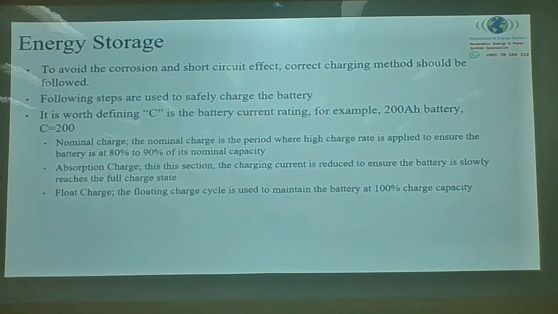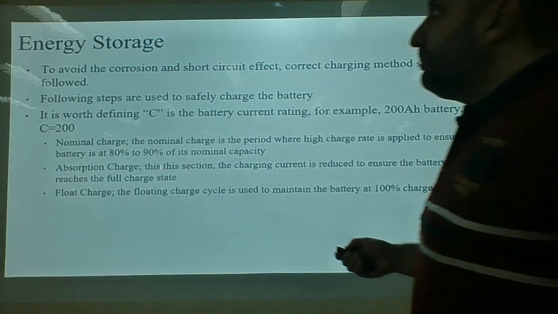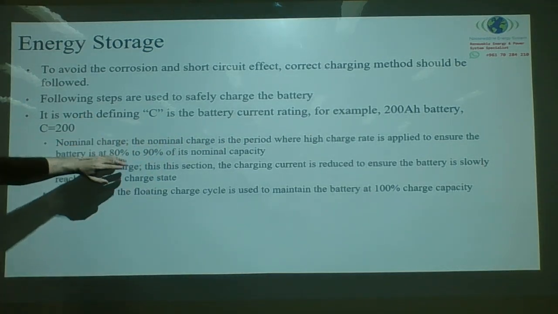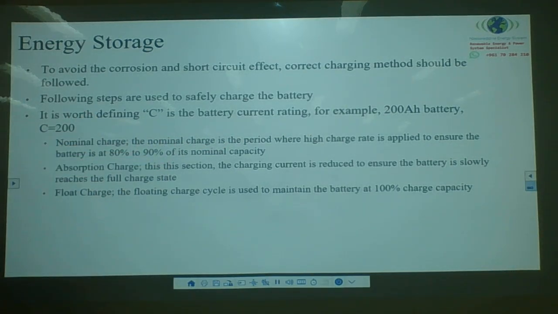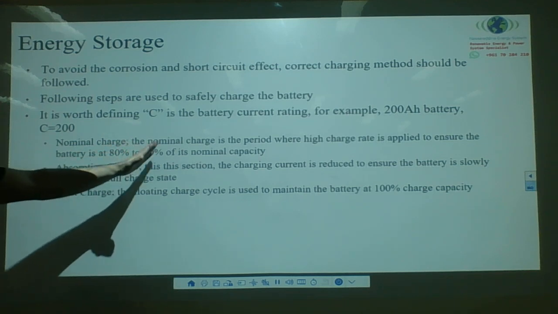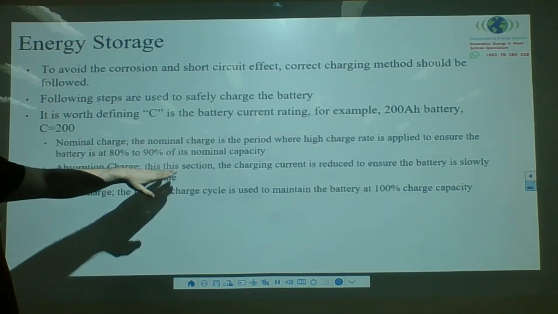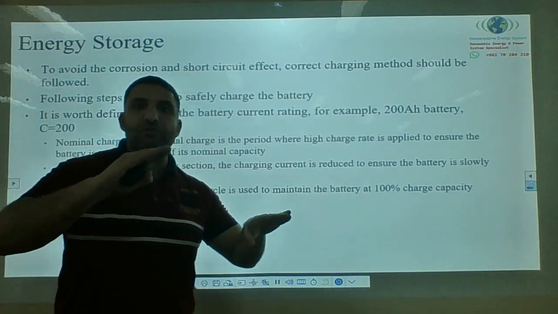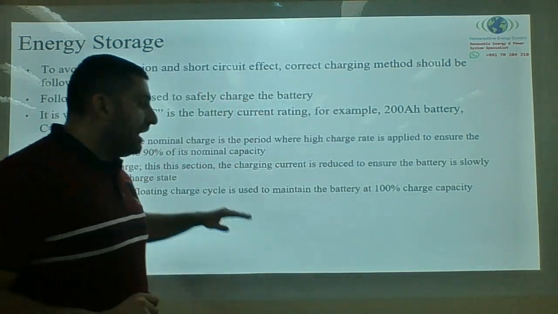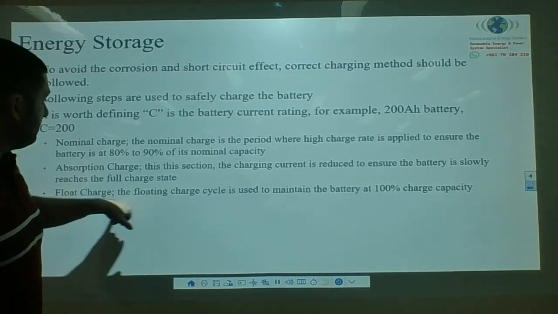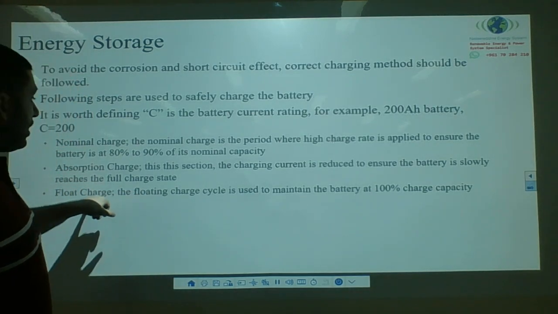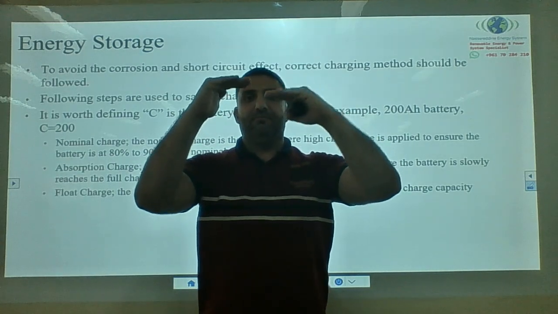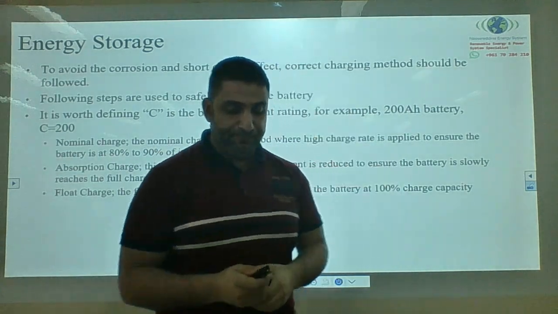So, three main components: the nominal charge, where a high charge rate is applied to reach 80 to 90%. Then the absorption charge between 90 and 100, or 85 to 100, where the charging current is reduced to fill the battery slowly. And then after it's fully charged, the floating charge, where a voltage is applied to keep it calibrated.